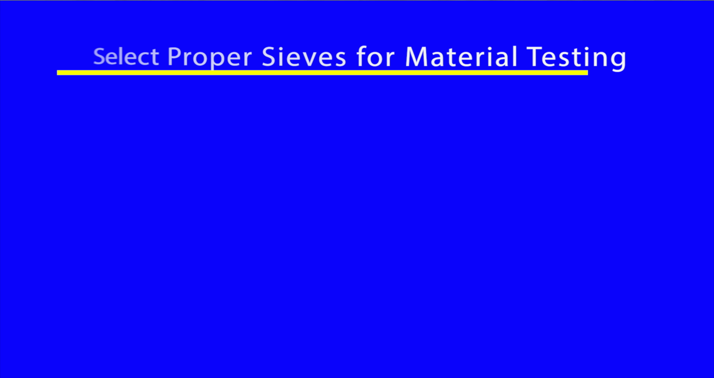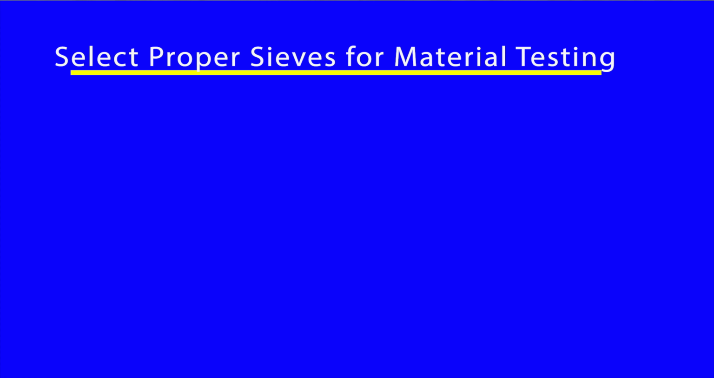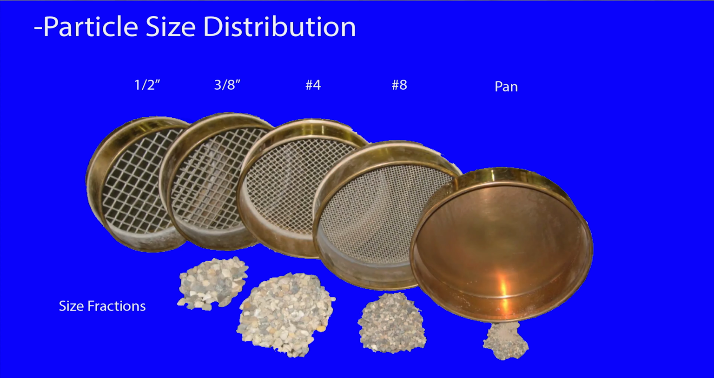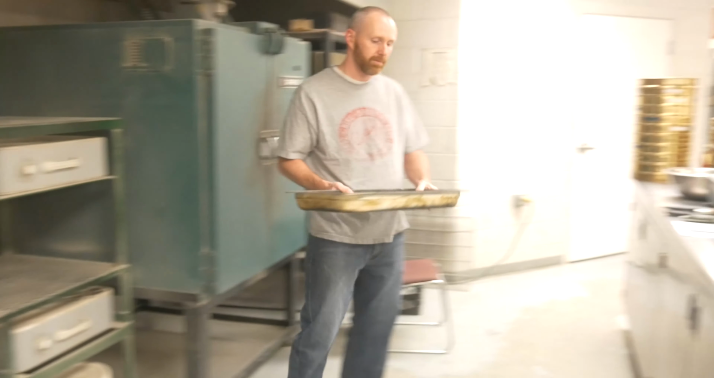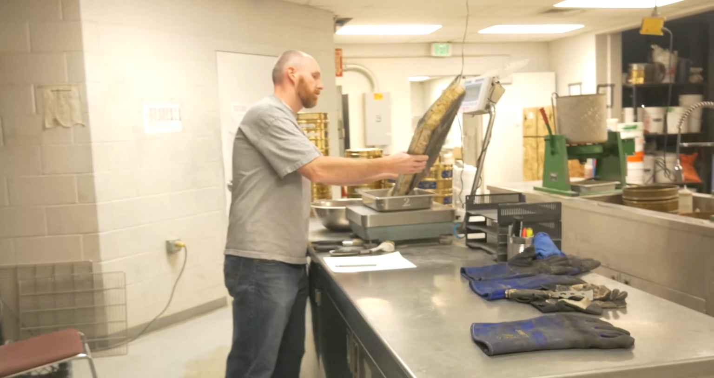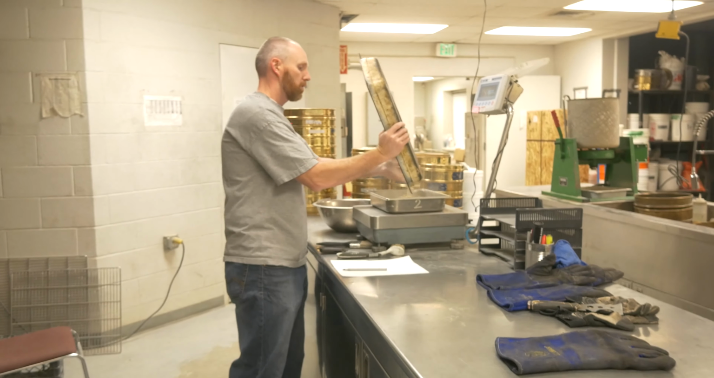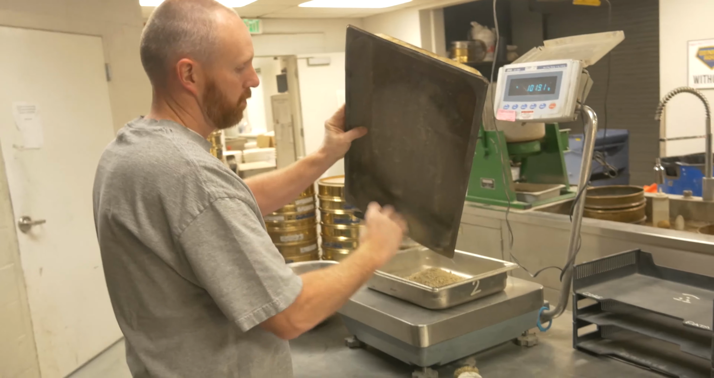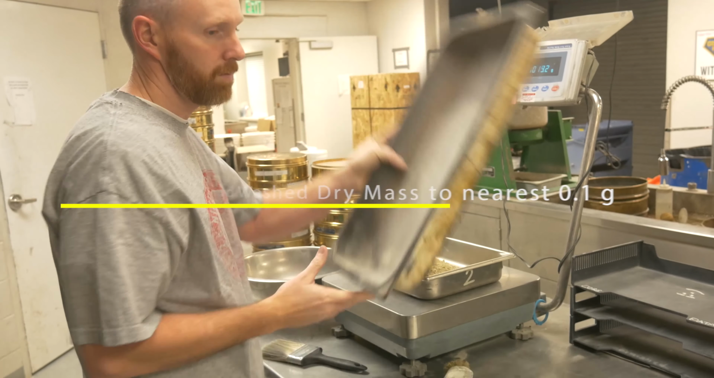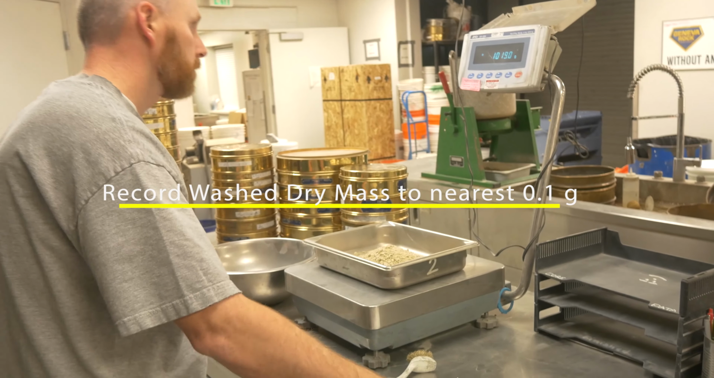Sample sieving. In all procedures, the test sample is shaken in nested sieves. The sieves are selected to furnish the information required by specification according to the material selected. The sieves are nested in order of increasing size from the bottom to the top, and the test sample is placed in the top of the sieve. Record the washed dry mass to the nearest tenth of a gram.